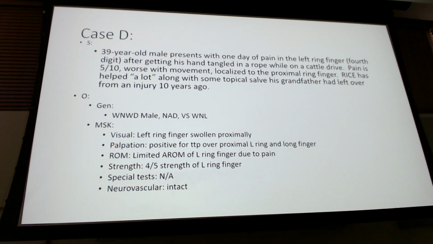Limited range of motion due to pain, 4 out of 5 strength, no special test for the fingers, neurovascular intact. We know what the next slide's going to say. I know you're already thinking about it, so yes, we should get images, right? Left hand x-ray or left finger is fine.